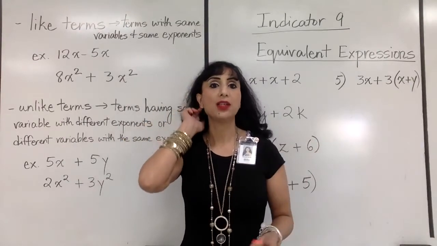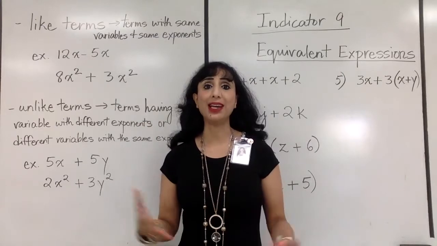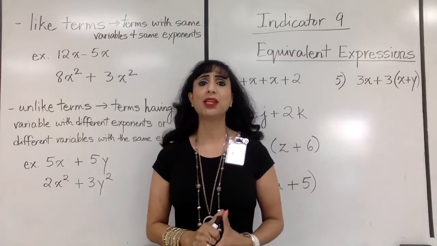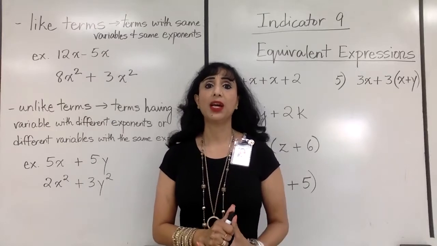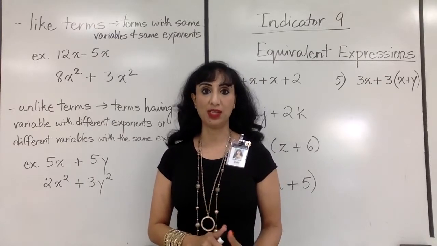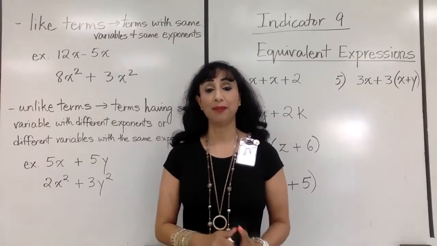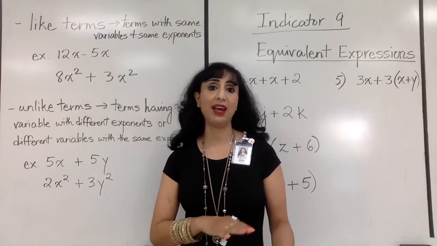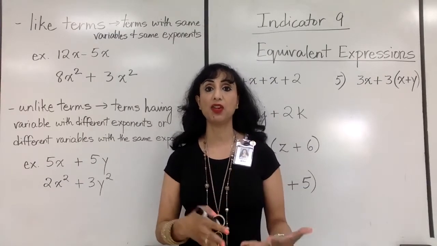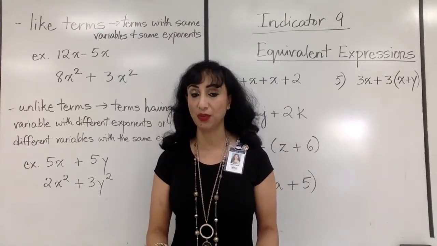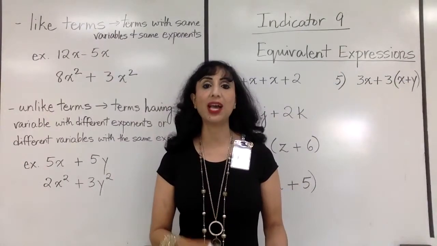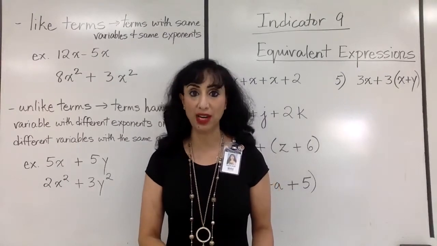So basically, like terms are terms which have the same variable and the same exponents. So if I have 2 and I have 3, these are like terms because I can add them or subtract them. So if I say 2 plus 3, I get 5 because I can add 2 and I can add 3, okay?